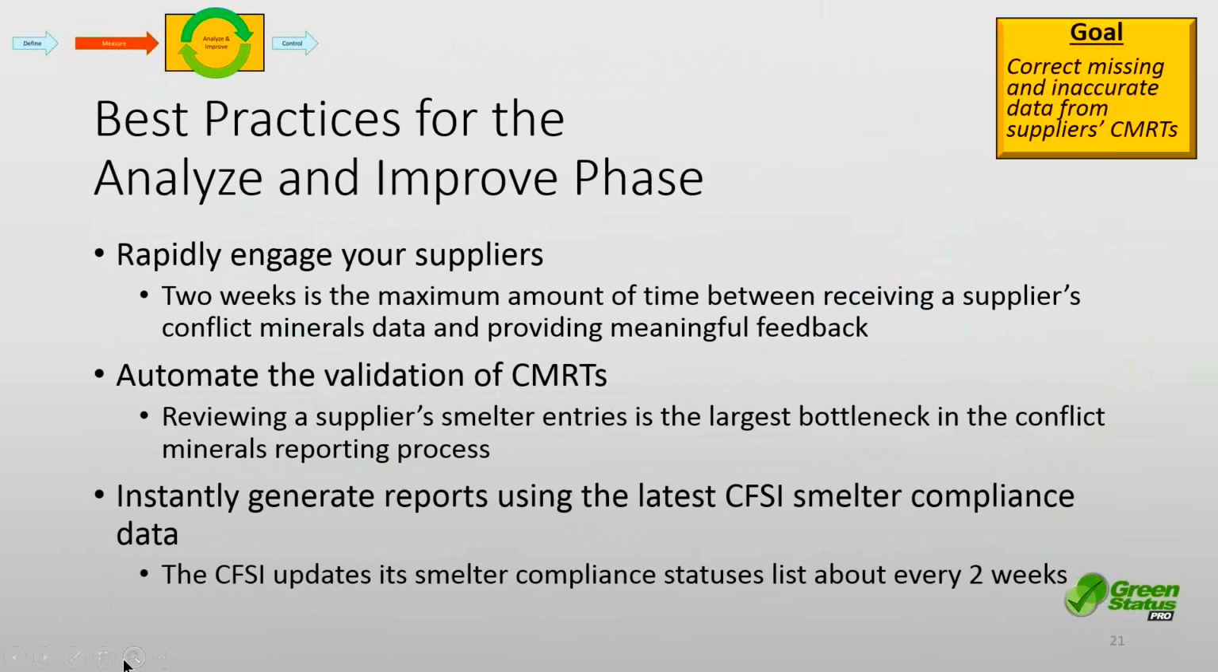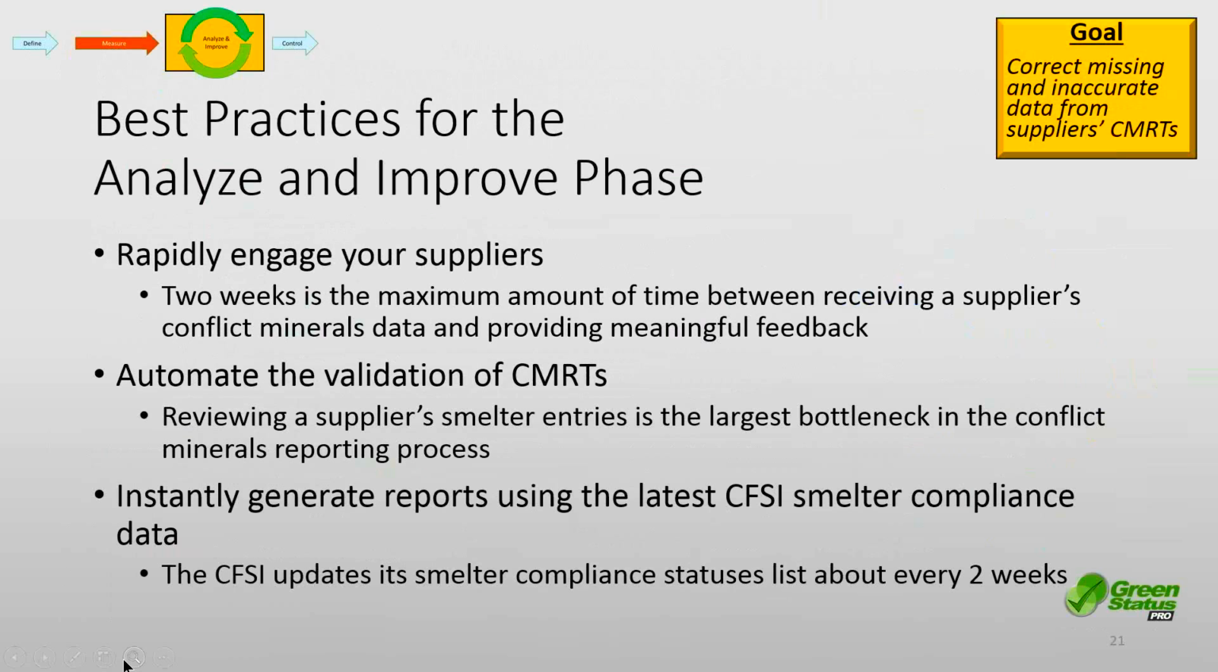And by doing so, you want to also be able to instantly generate reports using the latest CFSI standard smelter compliance list. What you lose in the CMRTs is the actual status of these smelters. They don't put it in the CMRTs, and you have to use manual methods typically to look up what the statuses are. You may know you have 100 smelters in your supply chain, but how easy is it for you to find whether or not they're actually sourcing from the DRC, or if they're compliant and actively trying not to source from these conflict zones?